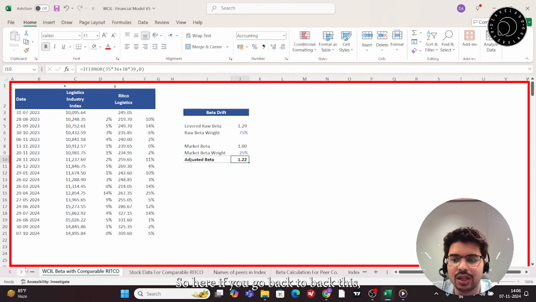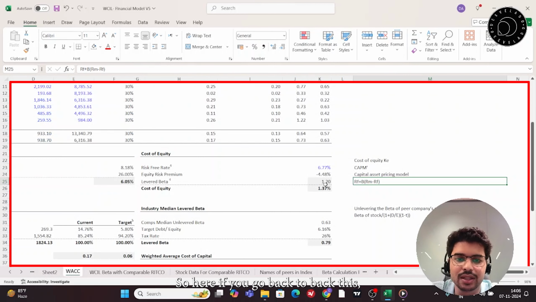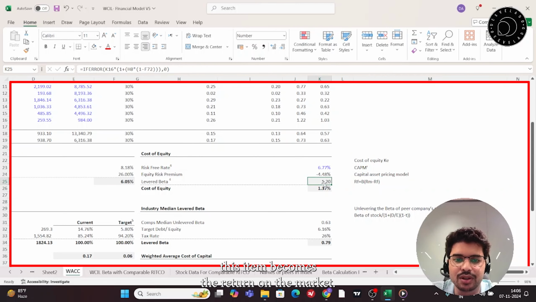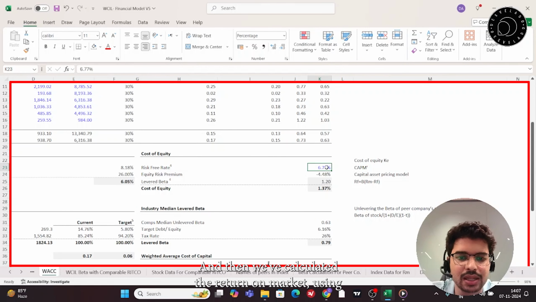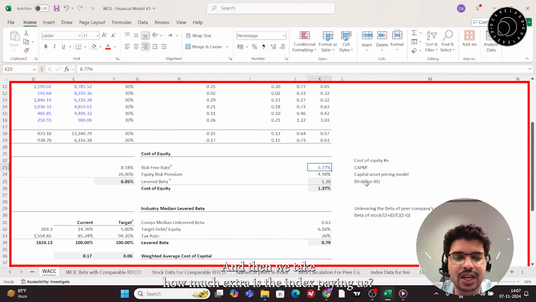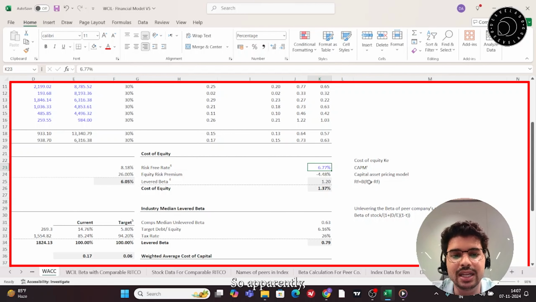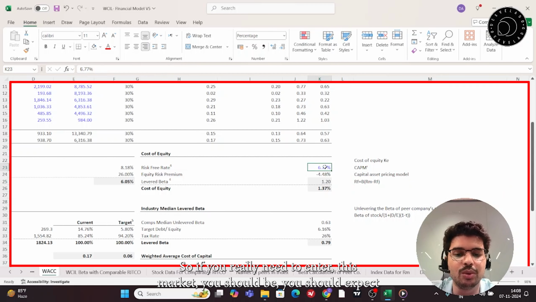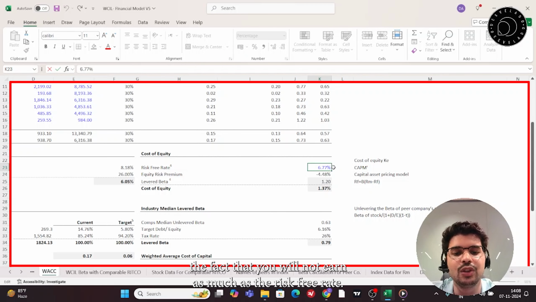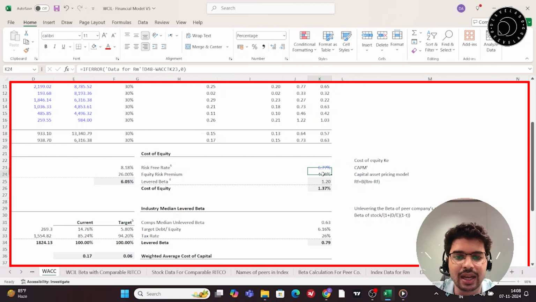So here, if you go back to WACC, this RM becomes the return on the market. So risk-free rate we found out to be 6.5% based off of Trading Economics, and then we've calculated the return on markets using the index that we created. And then we take how much extra the index is paying us. So apparently the index for logistics is actually paying less than the risk-free rate. So if you really need to enter this market, you should expect the fact that you will not earn as much as the risk-free rate.